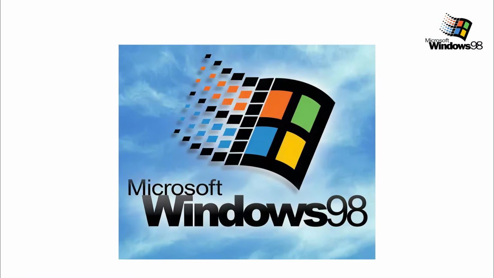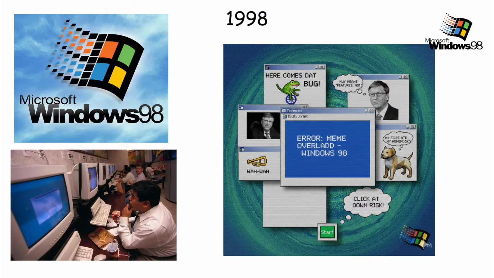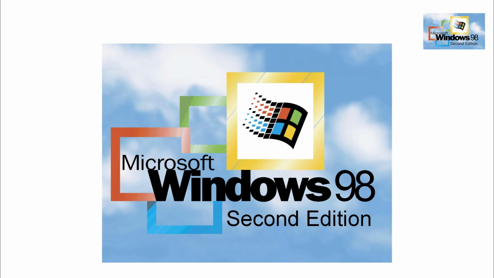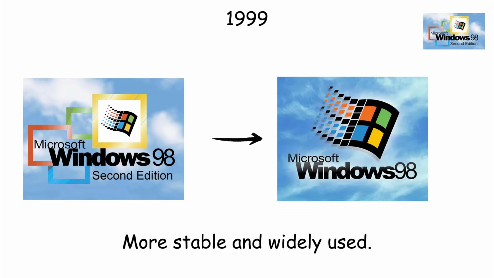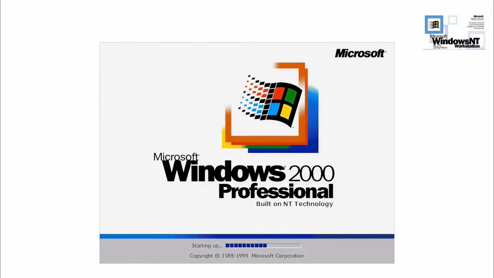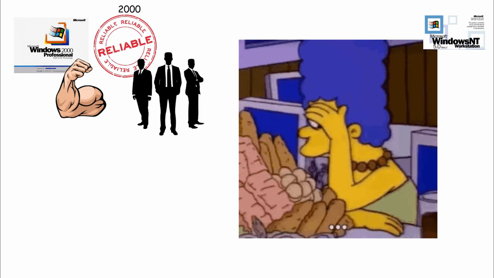Windows 98, 1998. Built for the internet era and buggy enough that the memes practically wrote themselves. Windows 98 Second Edition, 1999. The fixed version of 98, more stable and widely used. Windows 2000, NT 5.0. A business-grade OS. Strong, reliable, professional, but ironically shipped with embarrassing security flaws despite the marketing.